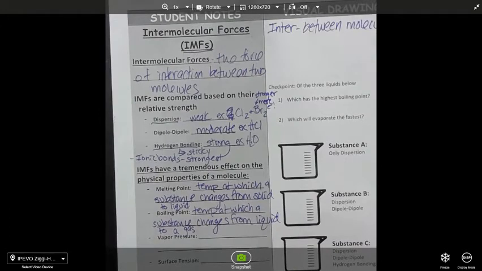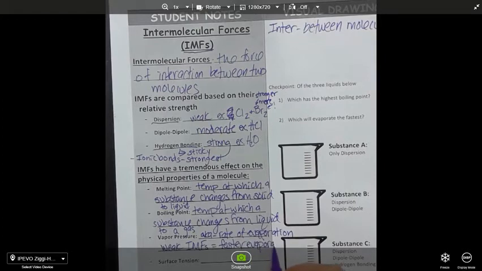Third is vapor pressure. And vapor pressure is also known, AKA, as the rate of evaporation. So the rate at which something evaporates. If something has weak intermolecular forces, weak IMFs, it's going to have a faster evaporation rate. If it's strong, it's going to evaporate slow.